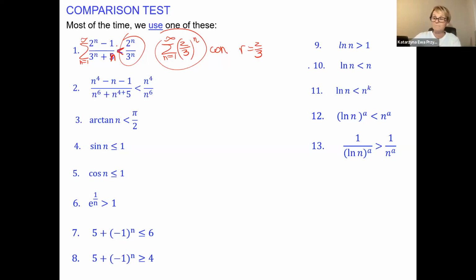Okay, second example. When we have a ratio of 2 polynomials, we may only grab the leading terms, because we know algebraically, calculus-wise, the other ones at infinity will disappear. That means n to the 4 over n to the 6. When we simplify, we will get 1 over n to the power of 2. And what about this one, 1 over n squared? Is it convergent or divergent? Convergent, thank you, by the p-series. It's convergent because p is 2, greater than 1. Everything that is smaller is convergent.